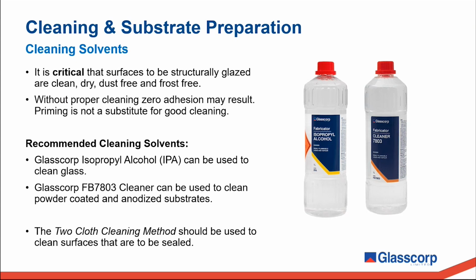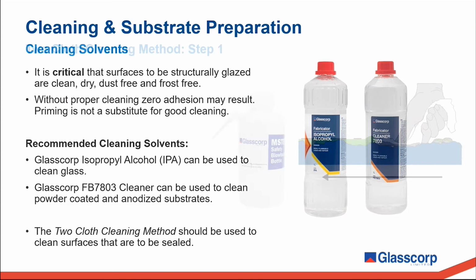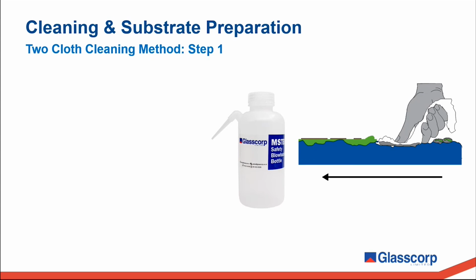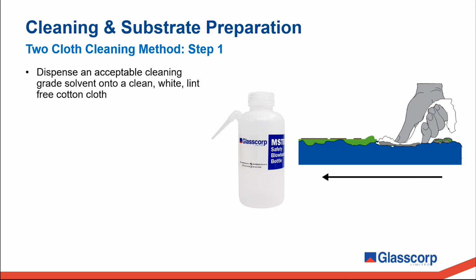I'll run through this now. The two-cloth cleaning method comprises two easy steps. Firstly, dispense your cleaner onto a clean, white, lint-free cloth. We supply safety blowback bottles to easily dispense solvent and cleaner, and eliminate any risk of cross-contamination back into the bottle.